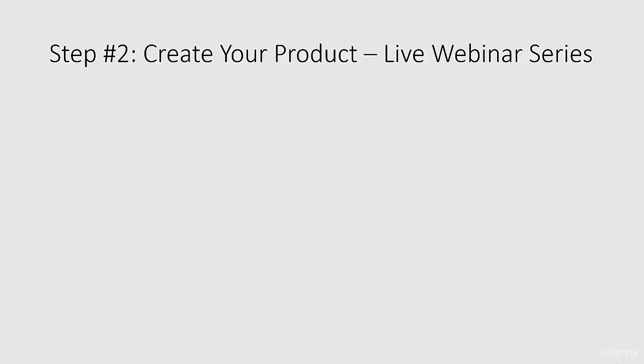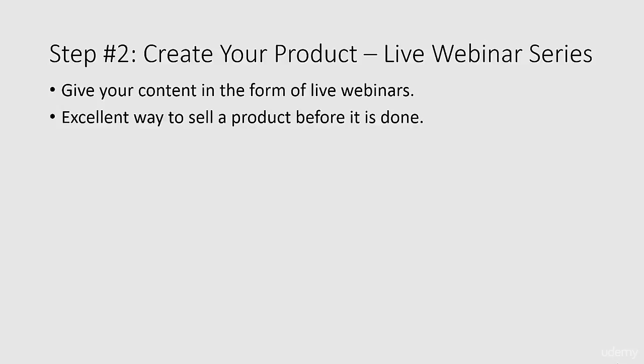So another part, we're still on step number 2 of the product creation process. We're just helping you narrow down which option you want to go with. And we're going to talk about the live webinar series. You can give your content in the form of live webinars. So you could actually do PowerPoints. It's an excellent way to sell a product before it is done.